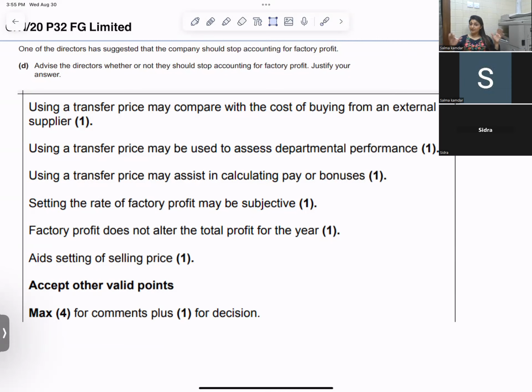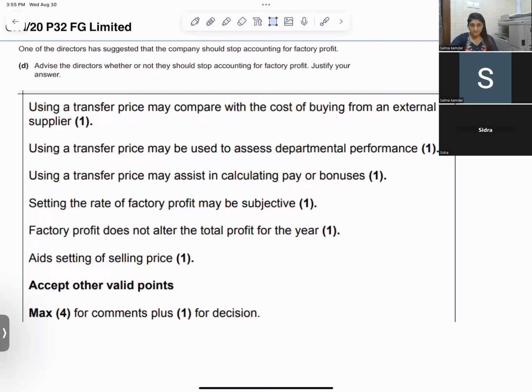You can compare your manufacturing cost with the price of buying it from an external supplier. It helps you in setting the selling price. So you should not stop accounting for it.